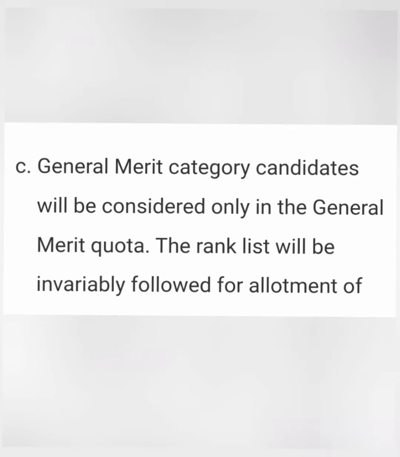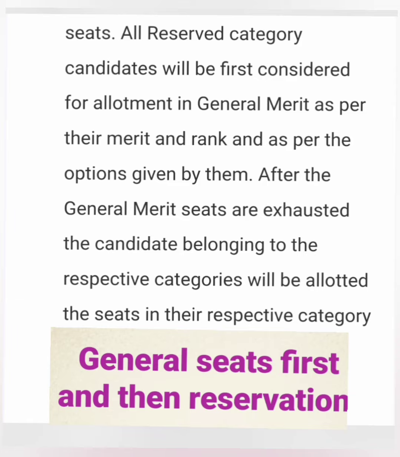Now for the general merit category. The general merit category will always be allotted a seat in the general merit category only, because they do not have any reservation quota. So this is very simple to understand. Now for the reserved category students, you should always remember that for the reservation category students, first their rank will be considered for the allotment in the general merit category.